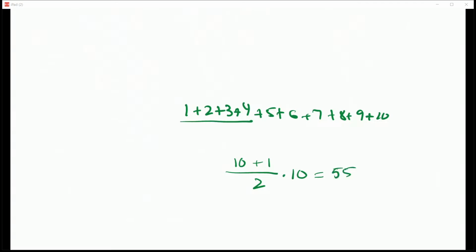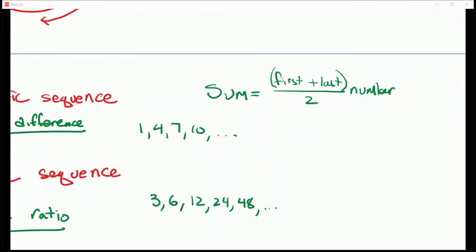Let's check. 10, 15, 21, 28. You would think I would know this. 36, 45, 55. Yeah, okay. I've got the right formula. So there's the formula for the sum of an arithmetic sequence. And so now we just have to work this out using a little bit of algebra.